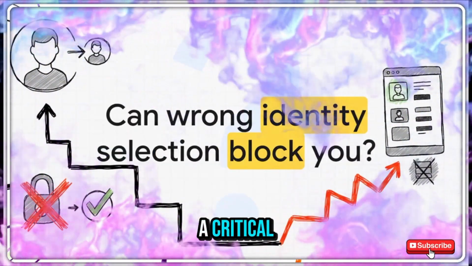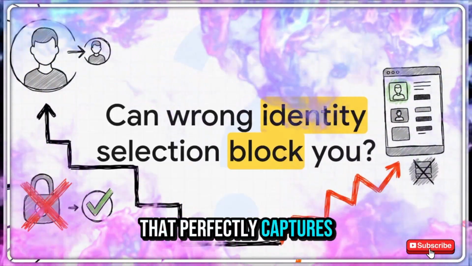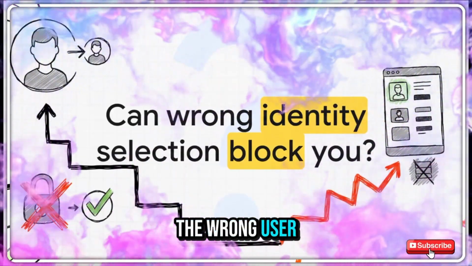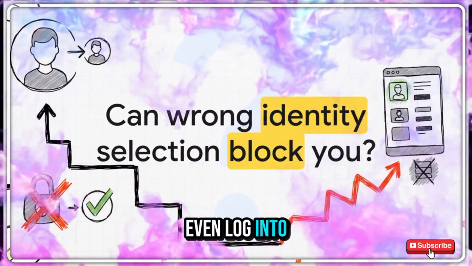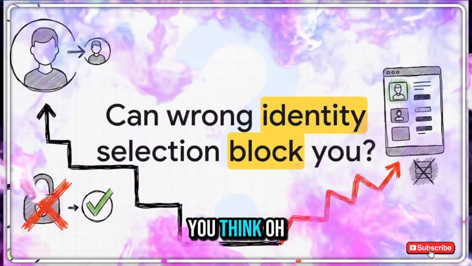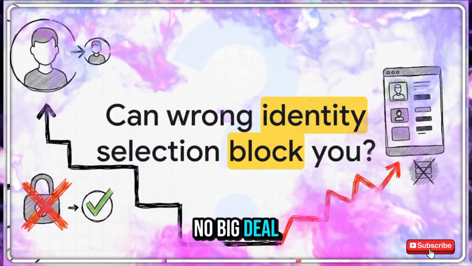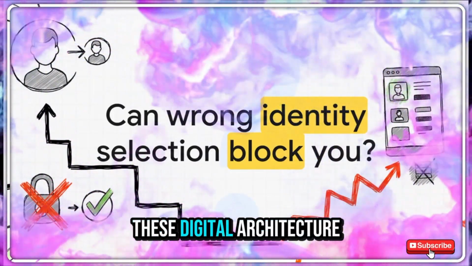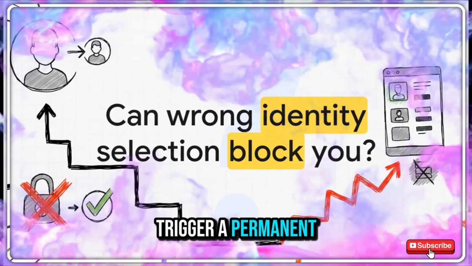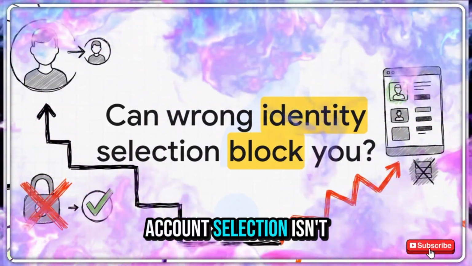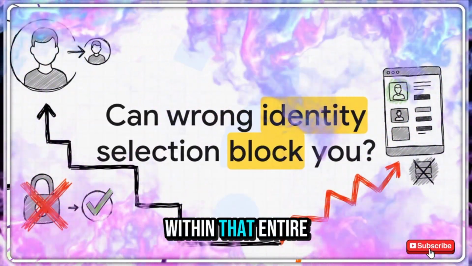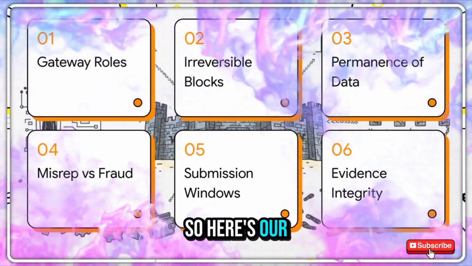Let's start with a critical cause and effect relationship that perfectly captures just how rigid this all is. Think about this. If you select the wrong user identity right before you even log into a digital portal, will the system actually block you from your own data? You think, oh, it's just a simple technical glitch, no big deal, right? Well, expert analysis of these digital architectures shows us that this one seemingly tiny choice can literally trigger a permanent access block. Your initial account selection isn't just a casual label, it is the absolute foundation of your digital rights within that entire system.